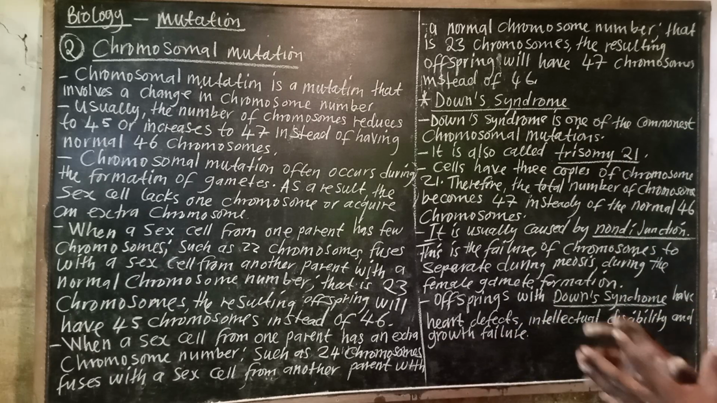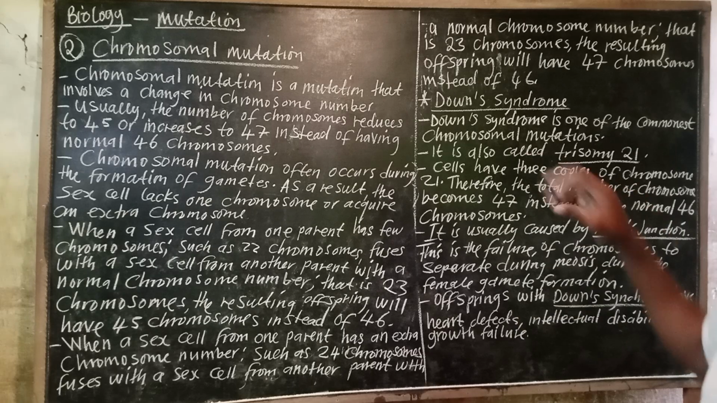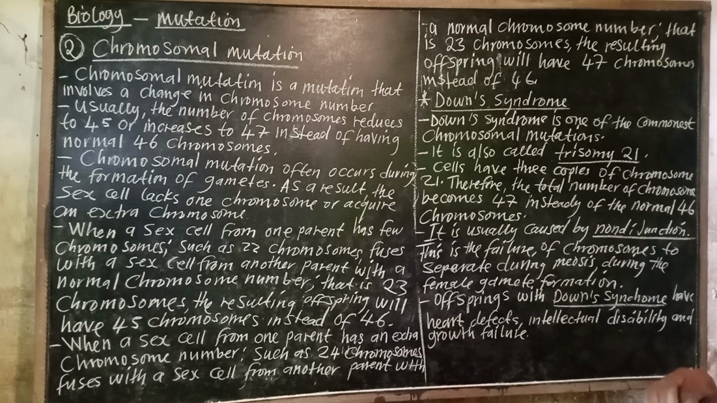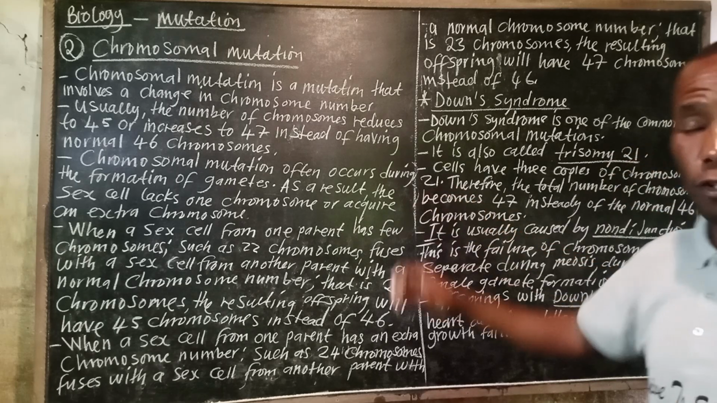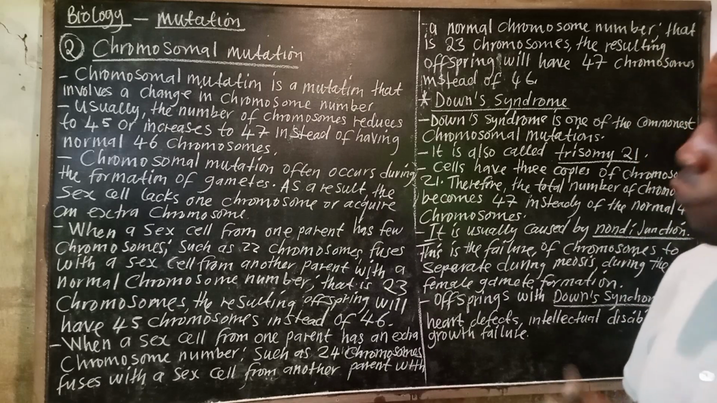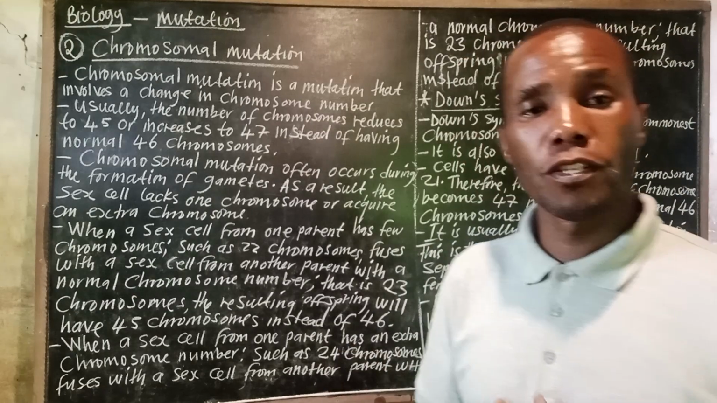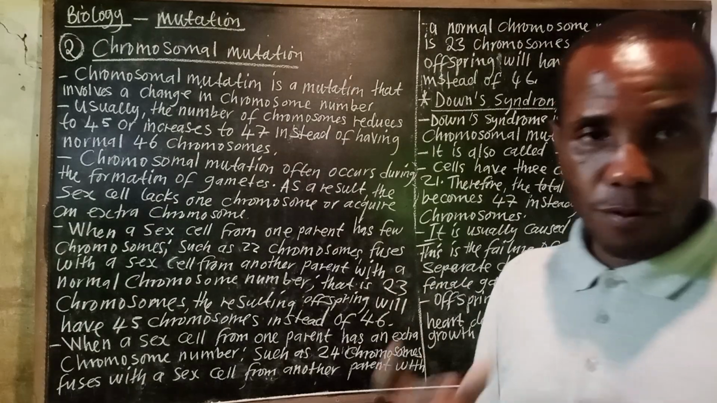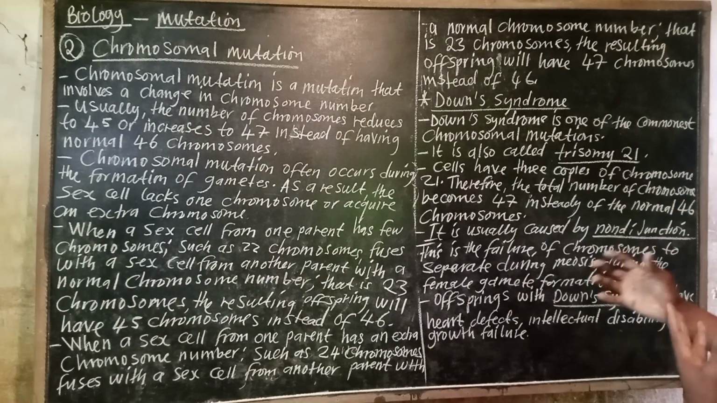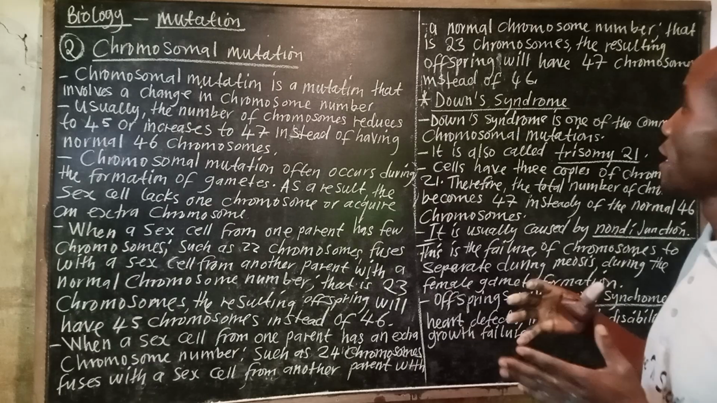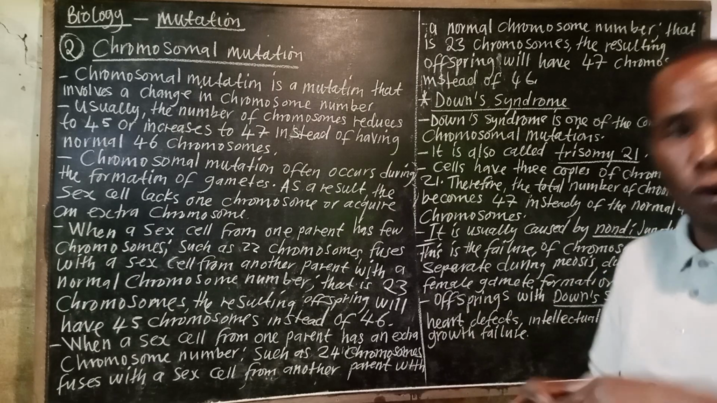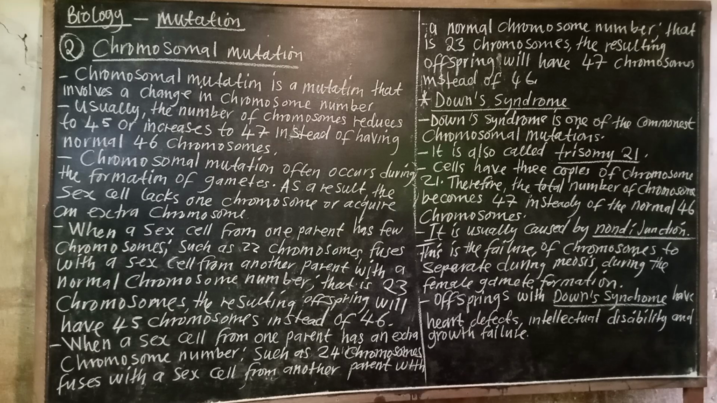Okay. So now let us look at Down syndrome under chromosome mutation. Down syndrome is one of the commonest chromosome mutations. Just like we were talking about gene mutation, which was sickle cell in the previous lesson, here now it is Down syndrome. This one is caused when the number of chromosomes increases or decreases in an offspring.